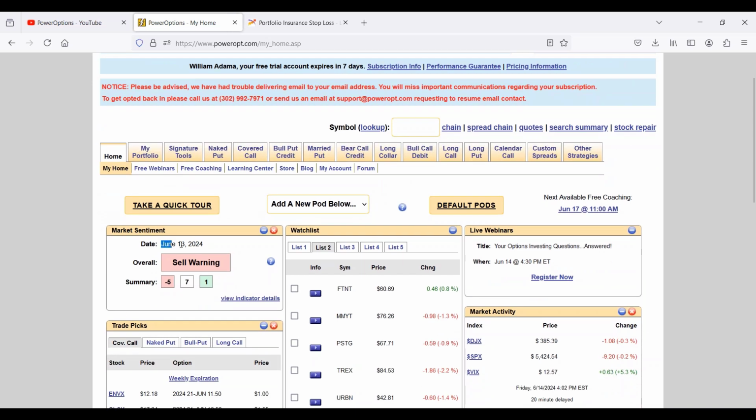Now, we haven't updated the market sentiment tool. We're still at sell warnings. That's going to be something important in a moment we're going to take a look at. But now, let's jump into the portfolio.